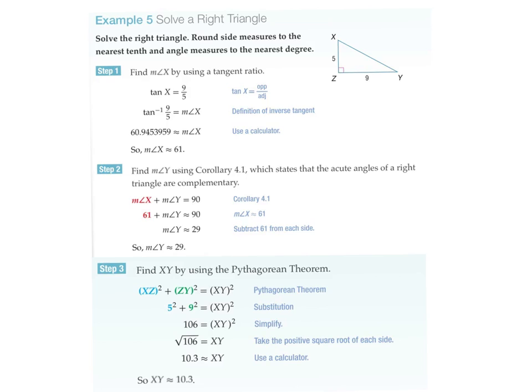It doesn't matter, but in the example they've started with X. And again, label what you've been given. This is opposite, this is adjacent, and like it's got here, it's a tangent question. Okay, we're finding the angle, you find the inverse, and eventually you'll get to 61. All right, and that's to the nearest degree. It's a whole number, so make sure that, again, you don't have any decimals.